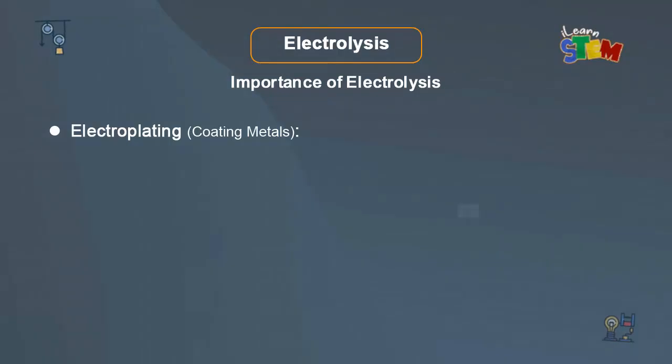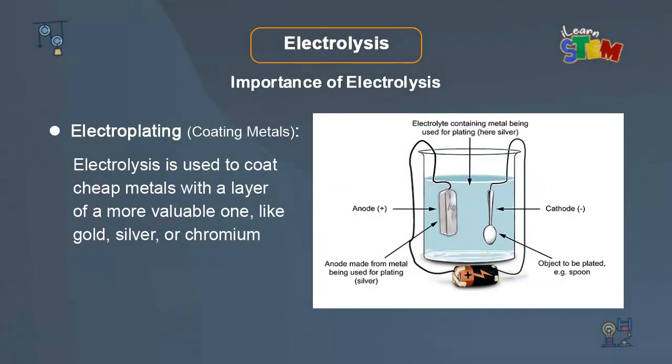Also, in electroplating, electrolysis is used to coat cheap metals with a layer of a more valuable one, like gold, silver, or chromium. This makes things look better, last longer, and resist rust. Example: a cheap spoon can be electroplated with silver to make it shiny and more valuable.